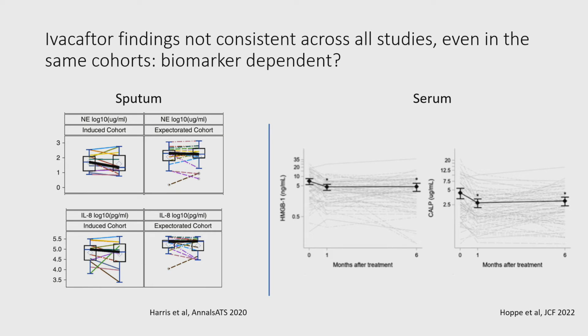The same group have also now looked at the effects of ivacaftor in patients with gating mutations on serum measurements of inflammation, in this case the DAMPs HMGB1 and again our old friend calprotectin, showing that there's an early decrease in these measures of inflammation, and that's sustained over the following 6 months.